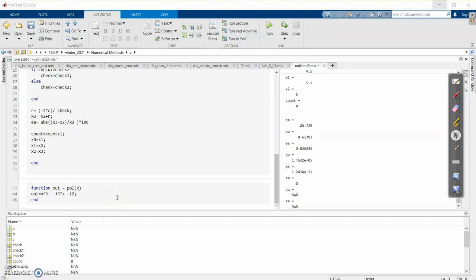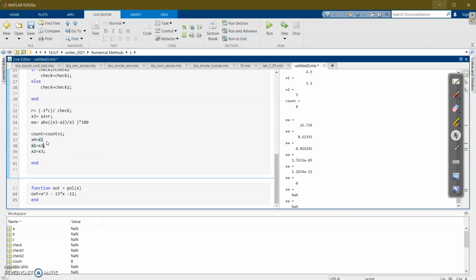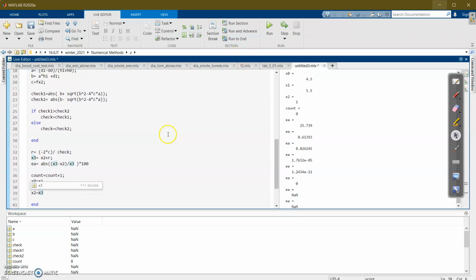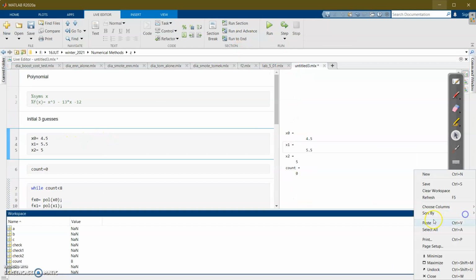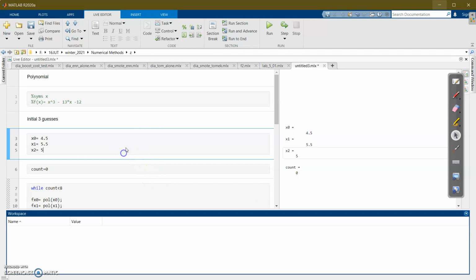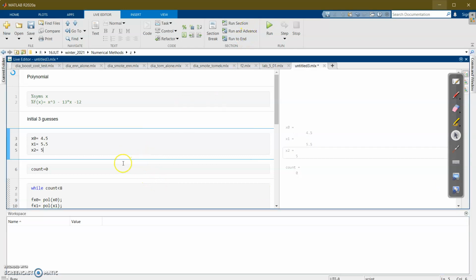Okay, so as we run the code, we can see there are some NaN values coming here, not a number. So why is it coming here? To understand it, let's remove this portion and see how our values are converging. Now let's clear the workspace first.